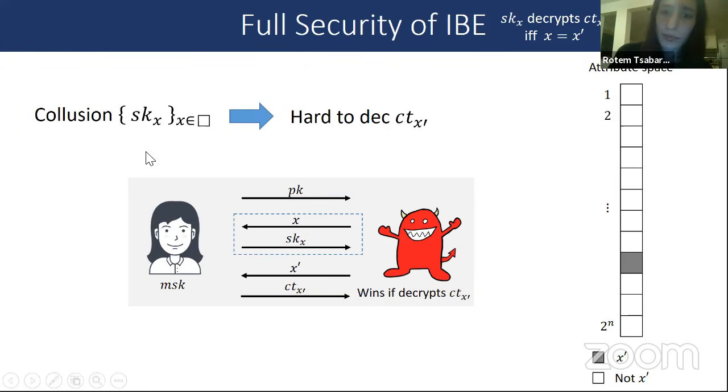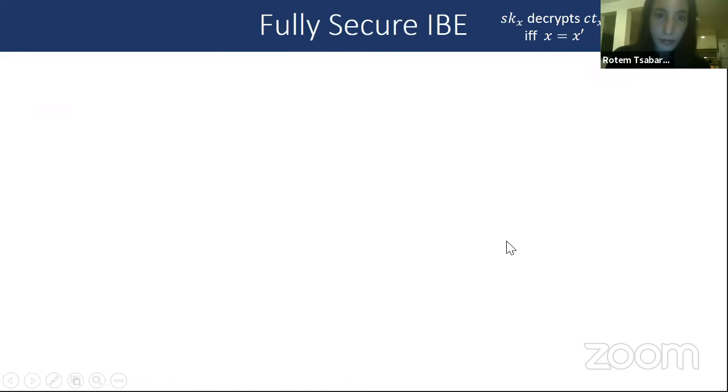And again, the adversary can query for polynomially many keys in the white area, and eventually he sends this X prime and gets the challenge ciphertext respective to this X prime. Okay, so let's see, what's the idea of Gentry?